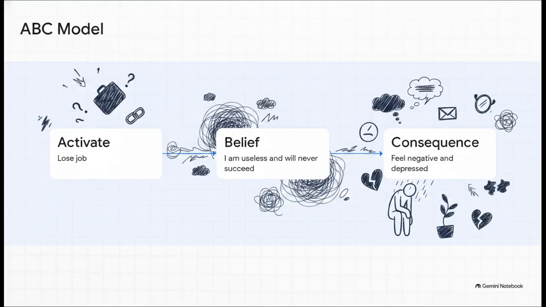Let's look at how they actually do this, starting with Section 3, Ellis's ABC model and REBT, challenging beliefs. So Ellis designed the ABC model to show exactly how irrational thoughts trigger depressive symptoms. Let's walk step by step through a classic example. First, we have A for an activating event, like say, someone loses their job. This immediately triggers B, a belief. In a depressed person, this belief is wildly irrational. They might think, I'm entirely useless and I'm never going to succeed. Naturally, this leads straight to C, the consequence, which is feeling incredibly negative, hopeless, and depressed about the future.